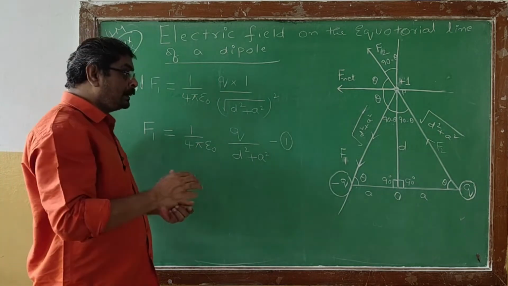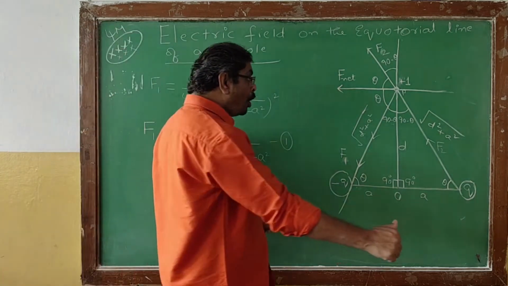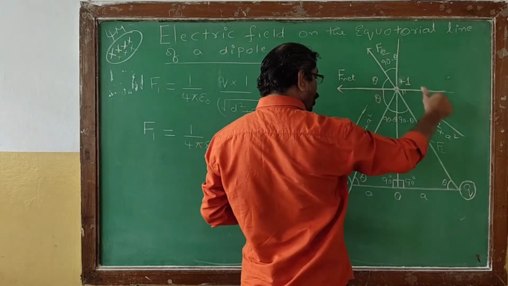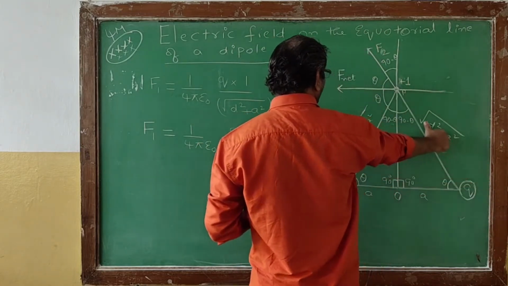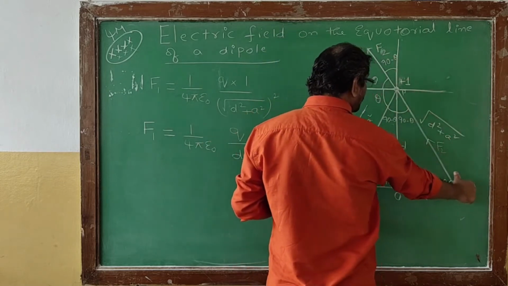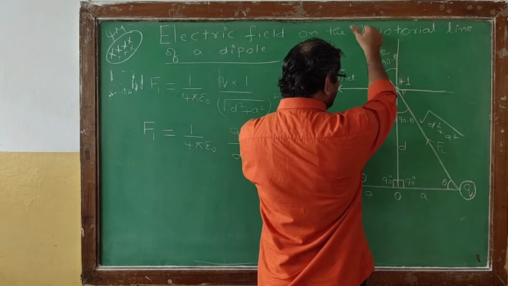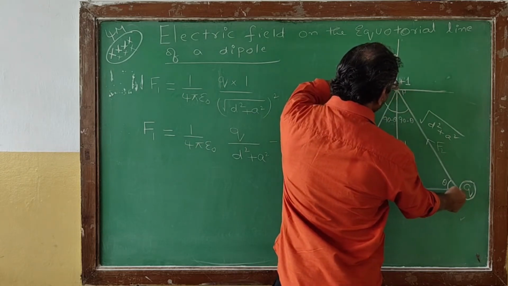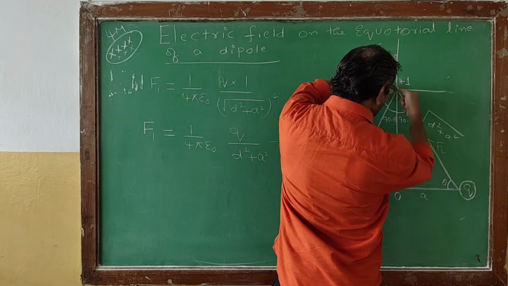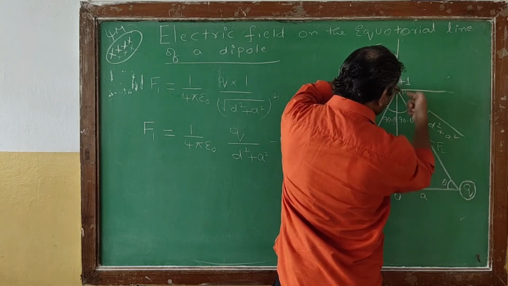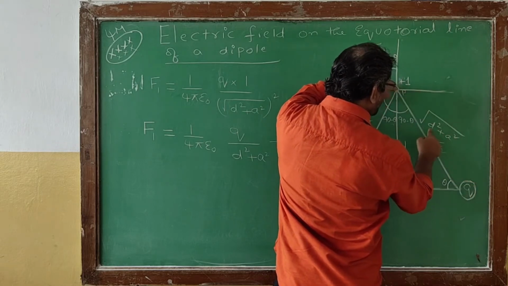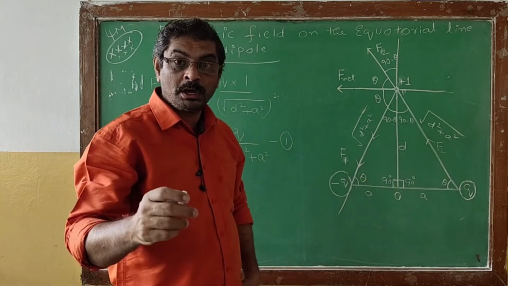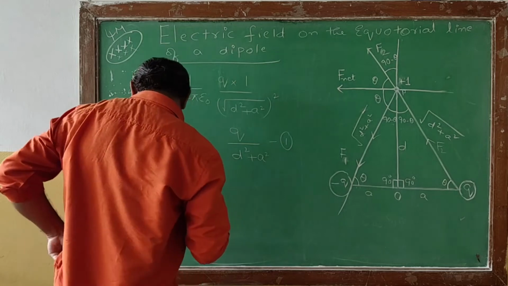Now similarly, what do you do? Find the magnitude of F2, or find the magnitude of the repulsive force between the positive charge and the unit charge, and both of them are separated by a distance under root of d square plus a square.